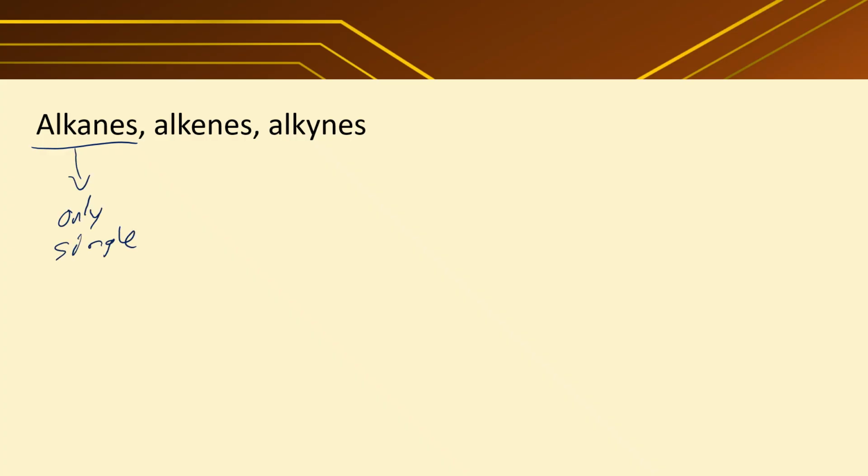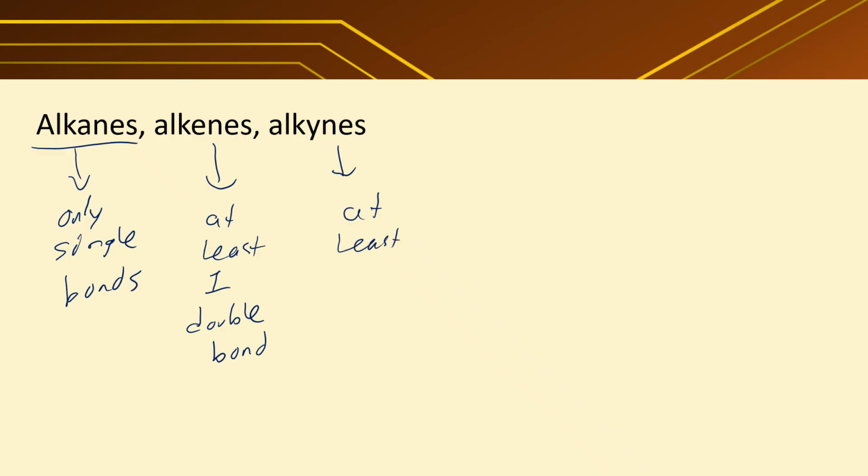Only single bonds between the carbons. Alkenes have at least 1 double bond. And alkynes have at least 1 triple bond. And the type of bond that is present in the compound can help determine what kinds of chemical reactions it can undergo. But that's what those 3 words mean. Alkanes have only single, alkenes have at least 1 double bond, and alkynes have at least 1 triple bond.